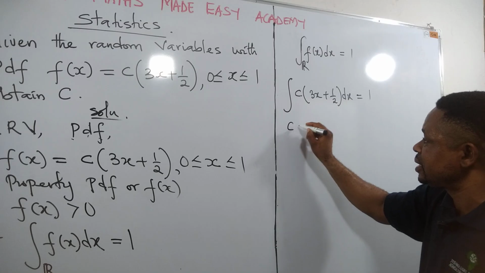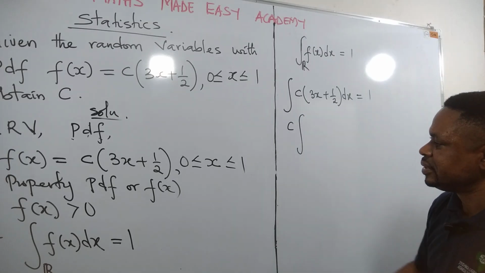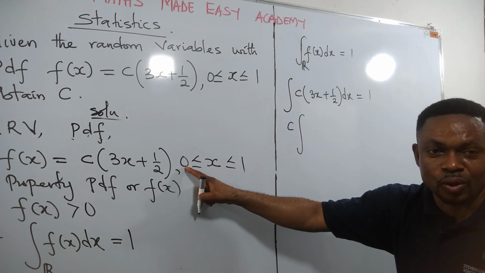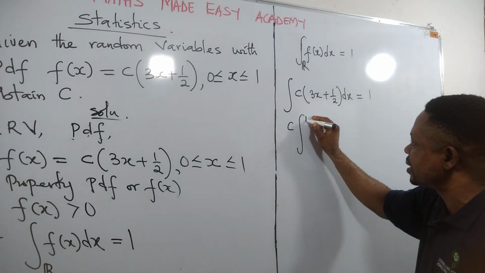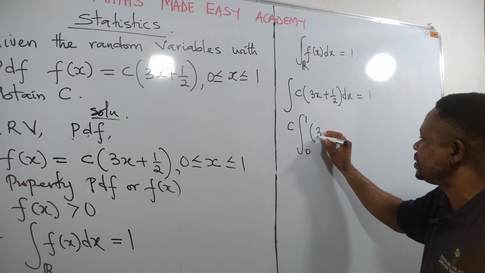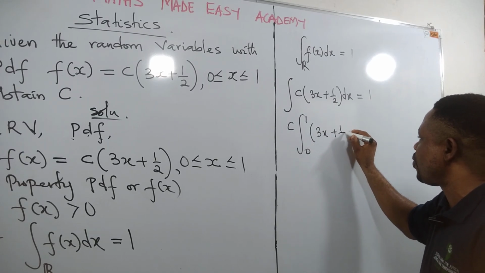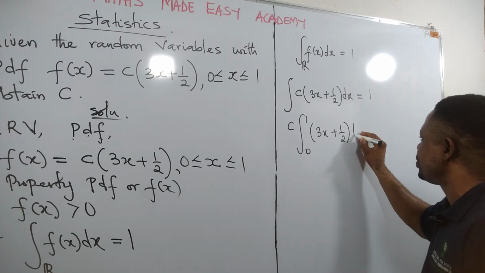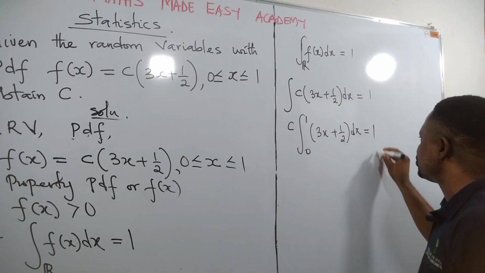I will now have c, then the integral. This is the upper limit and this is the lower limit. The upper limit is 1 and the lower limit is 0. I will now open the bracket: 3x plus 1 over 2, close the bracket, dx. This is equal to 1.